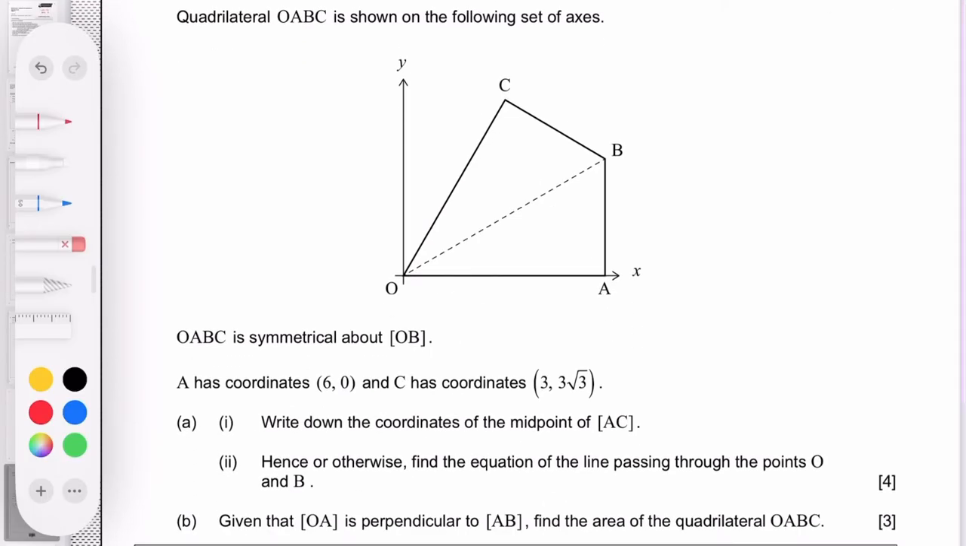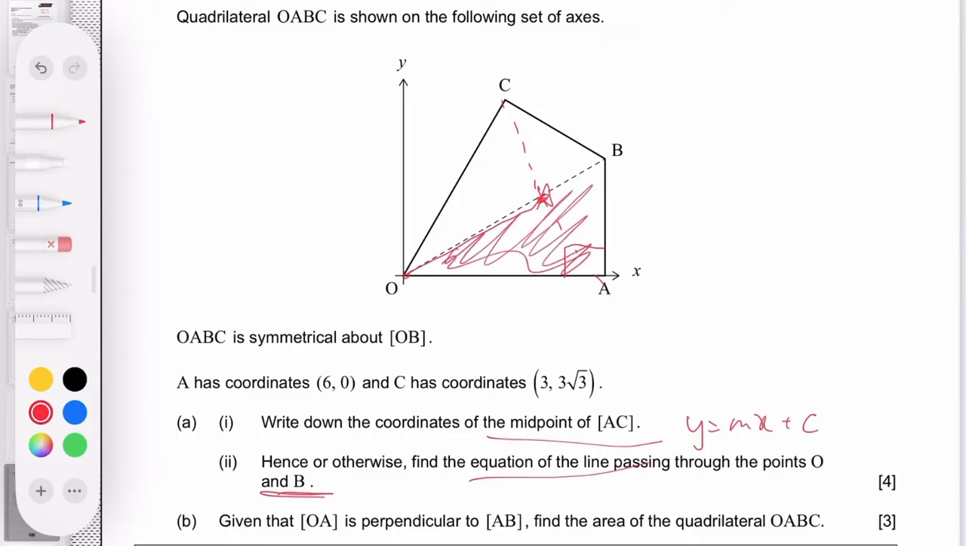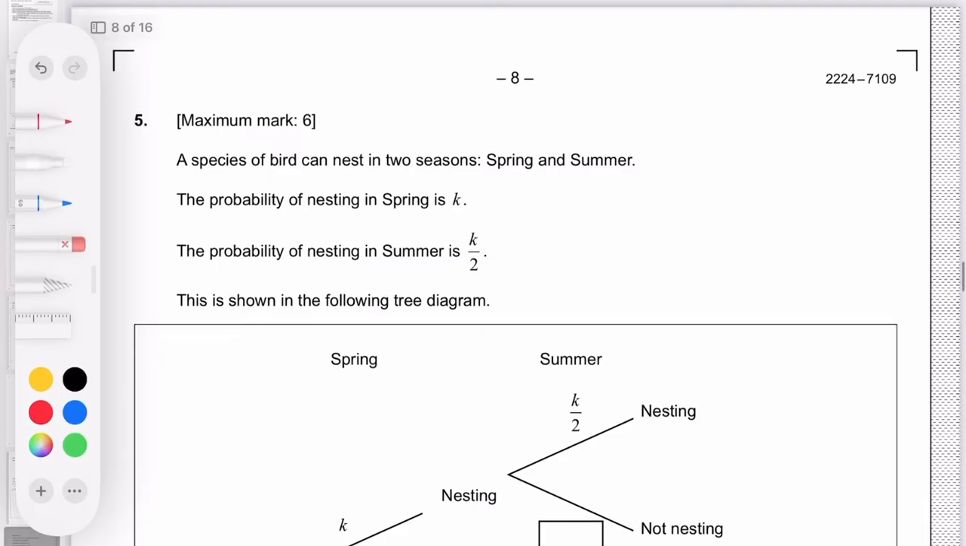What is that? Oh, this is an equation of a straight line kind of question. So you pretty much always do mx plus c. For midpoint, there's a midpoint formula in the booklet. Then you need the midpoint of AC. Also, the idea is the midpoint of AC would be lying on OB. So to find the gradient of OB, you can just find the gradient of O to that point. And then you can find the equation of the line. So given that OA is perpendicular to AB, find the area. Oh, then you can obviously find the area of this triangle, and then just times 2. Yeah, that's a weird question.